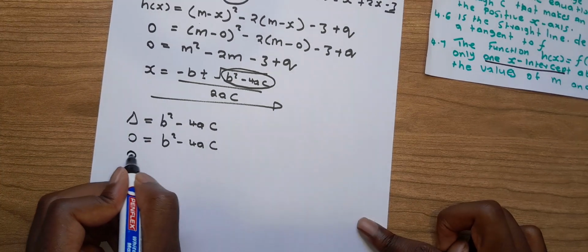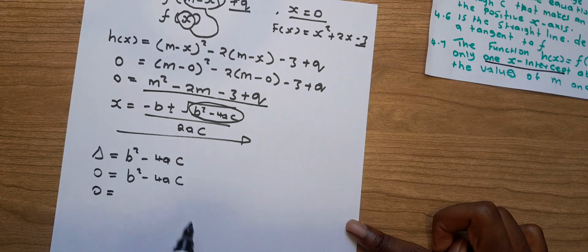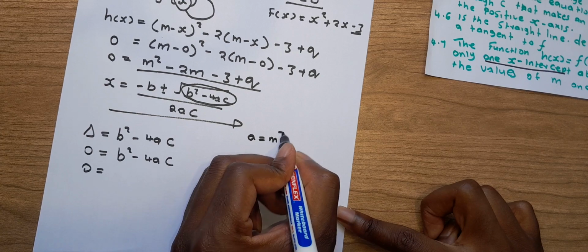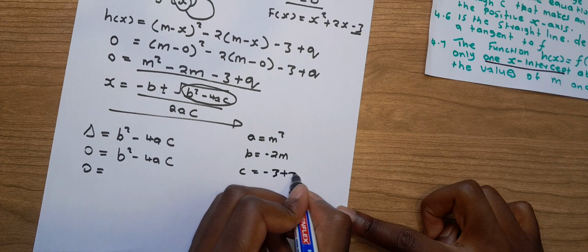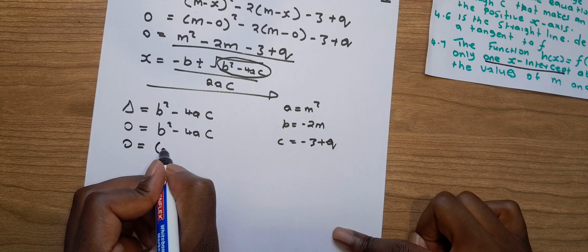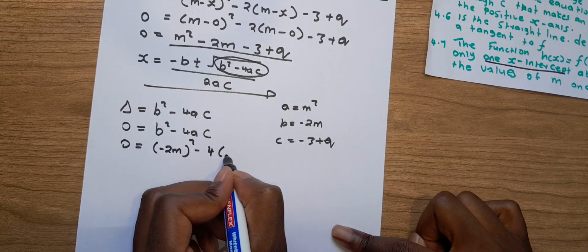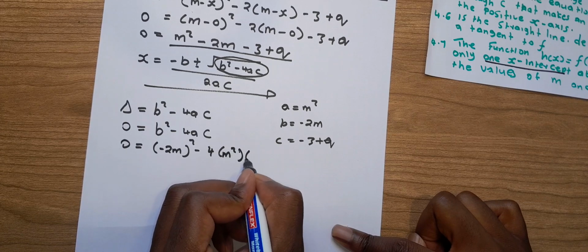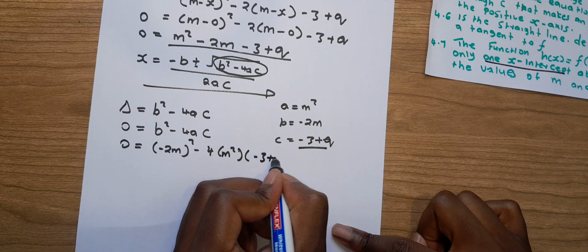Okay, so 0 equals b squared minus 4ac. What is b at this point? If you check, this is a quadratic expression, right? m squared minus 2m minus 3 plus q. In other words, a equals m squared, b equals minus 2m, c equals negative 3 plus q. So the value of b is minus 2m, and you square it, minus 4 times a, which is m squared, times c, which is minus 3 plus q.